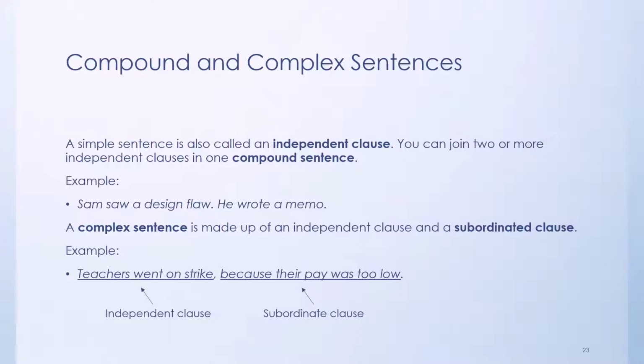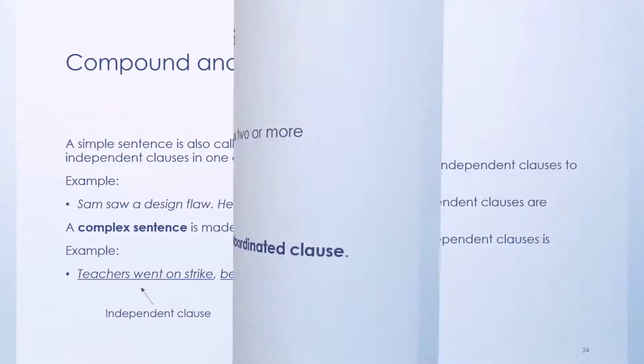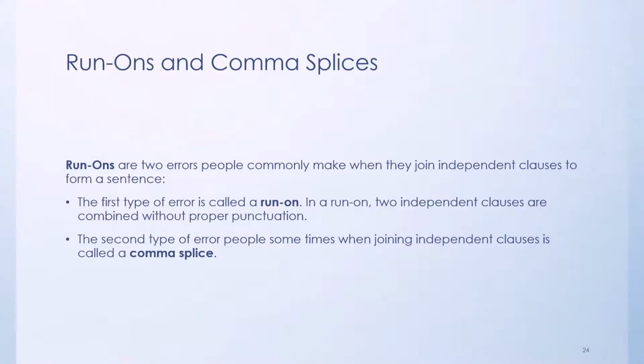So this is what we call a complex sentence, in other words, or in a few words. It's made by an independent clause and a subordinated clause. Very good. Let us move on to our next topics.